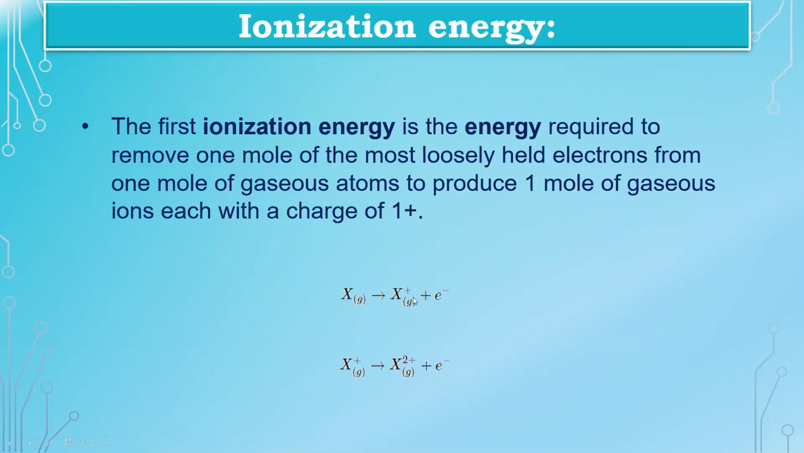So X gaseous gives X plus gaseous plus electron. Then I want to remove one more electron from this positively charged ion. So again, in the next step I will be removing one electron, and it will gain one more positive charge. So it becomes 2 positive charge. Hence, I repeat, what is ionization energy? Ionization energy is the energy required to remove 1 mole of the most loosely held electrons from 1 mole of gaseous atoms to produce 1 mole of gaseous ions with a positive charge.